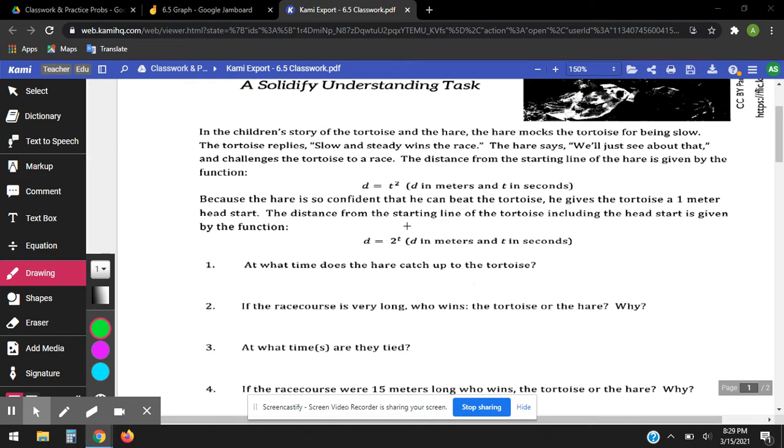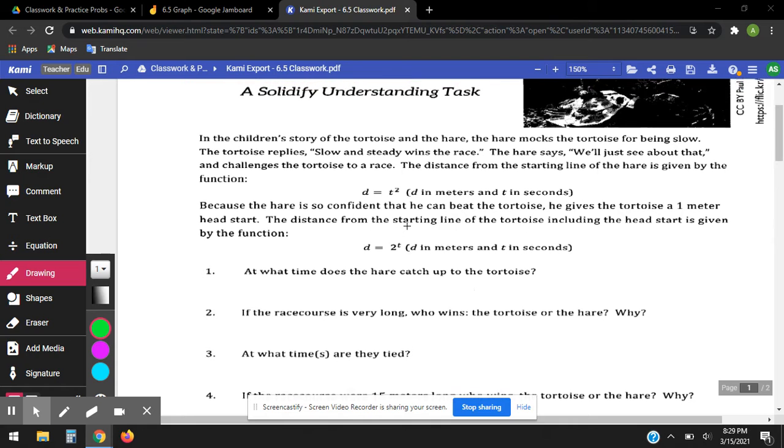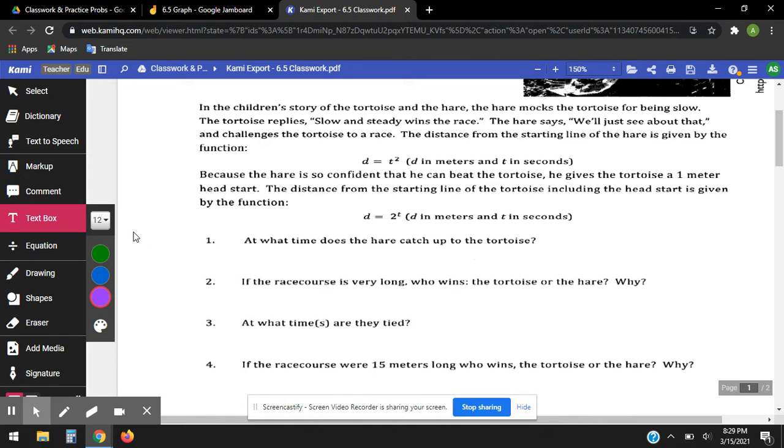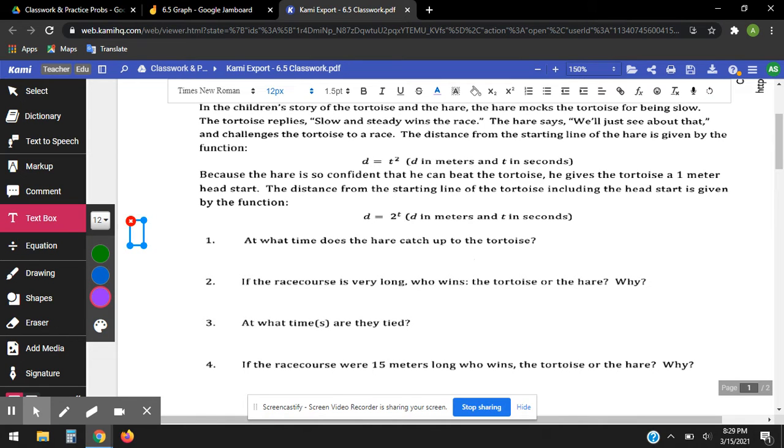So, what time does the hare catch up to the tortoise? Well, let's make a table and then let's do a graph. So let's start with the hare. I'm just going to put t to the second power. And then we're going to have 2 to the t power.